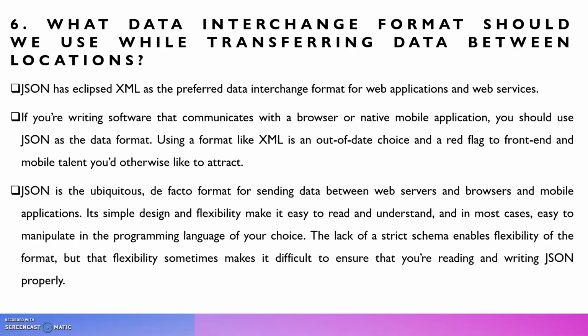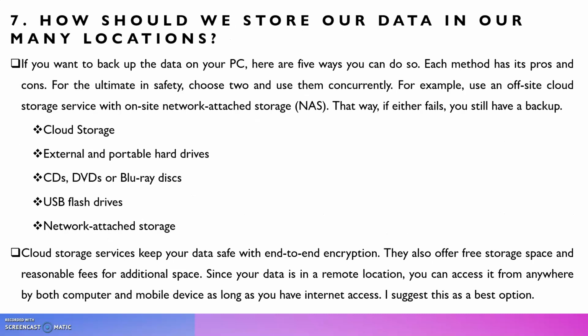Sixth question is, what data interchange format should we use while transferring data between locations? Here JSON has eclipsed XML as the preferred data interchange format because it has some very good advantages. JSON is the de facto format for sending data between web servers and browsers. It has a simple design and flexibility, and is easy to read and understand. It has a lack of strict schema, which enables flexibility, but sometimes the flexibility makes it difficult to ensure that you are reading and writing JSON properly.